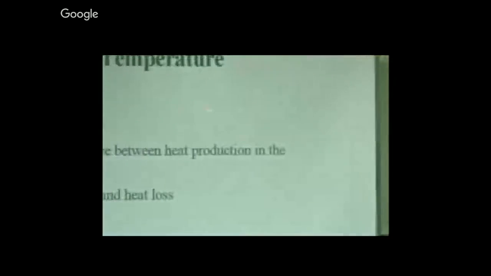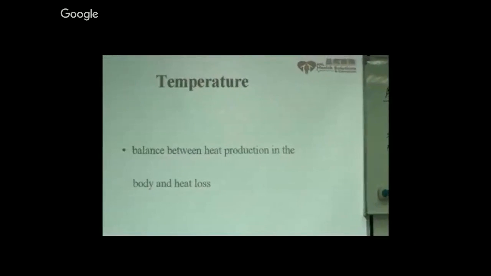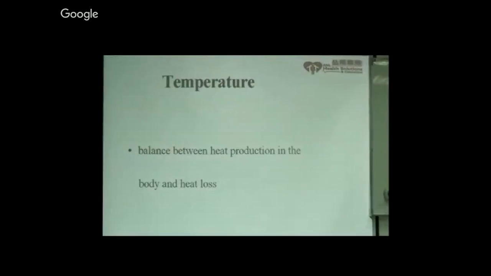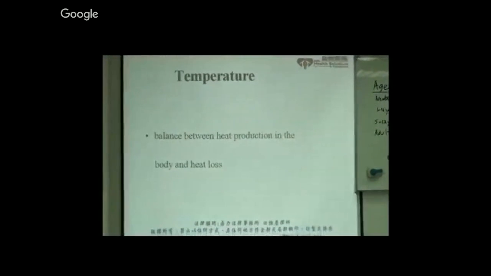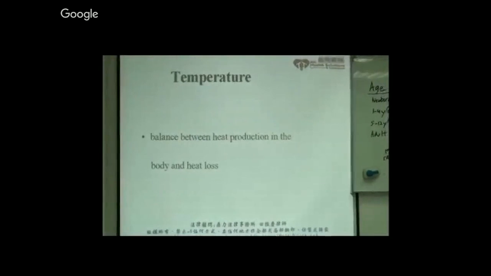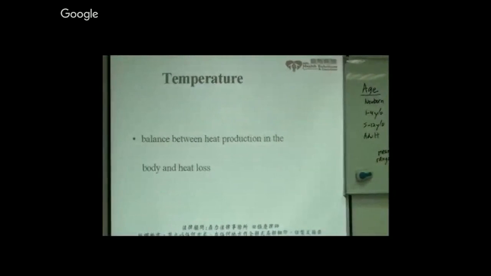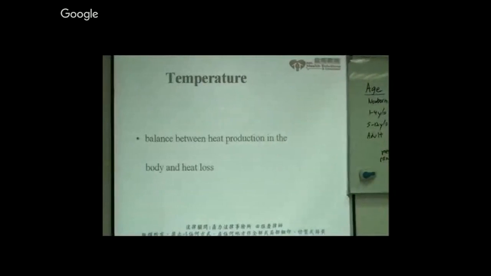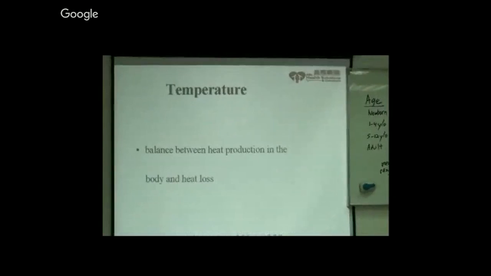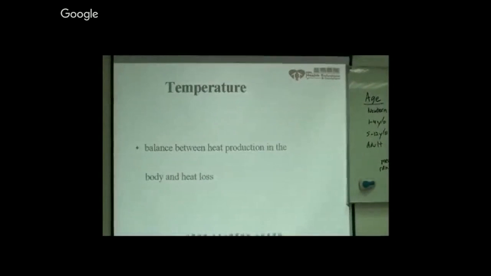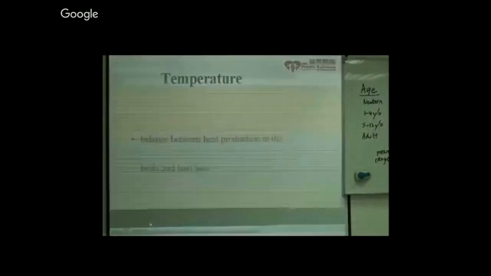Let's go first to the temperature. How do we define temperature? The body's temperature is the balance between heat production in the body and the heat loss from the body. So how do we measure the temperature? What is the unit of measurement? For example, 37. What do we write here? What do you call that? How do you say it?